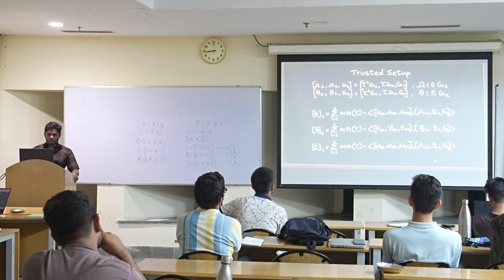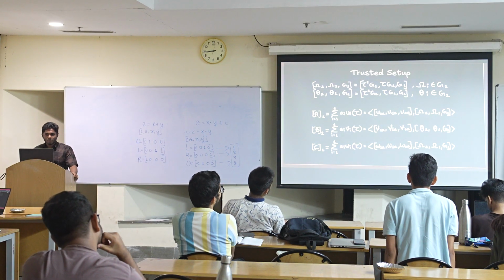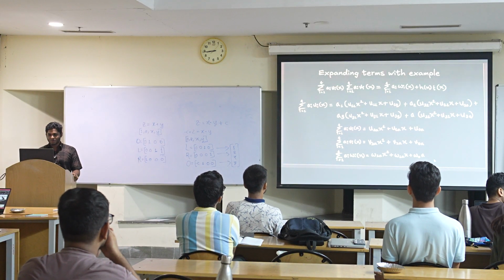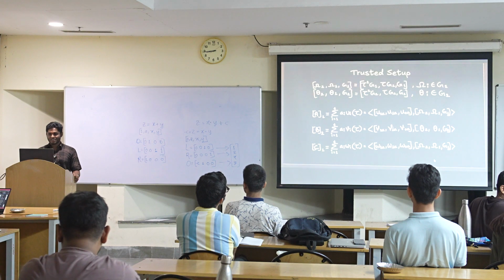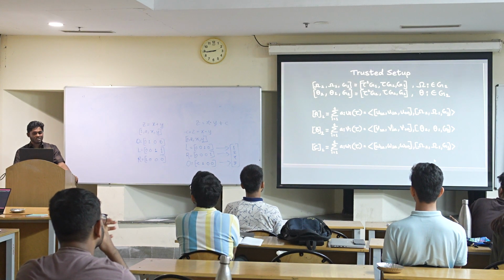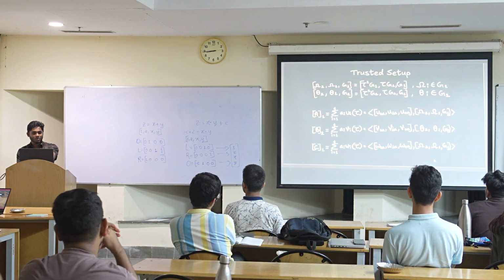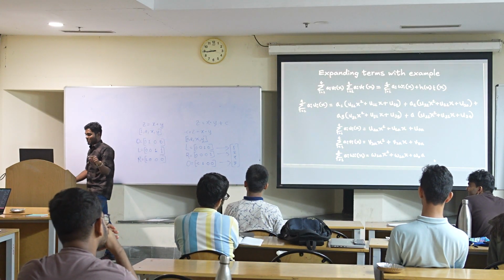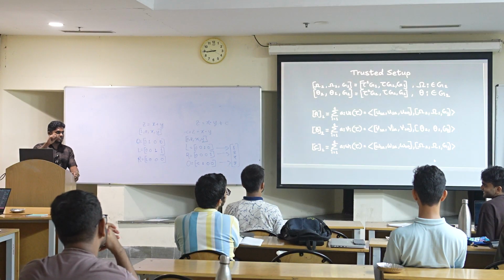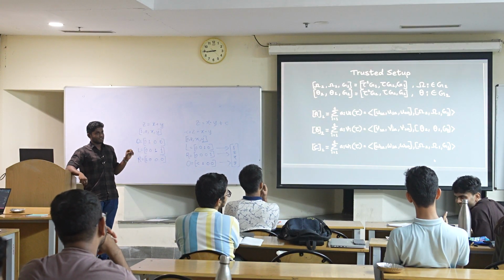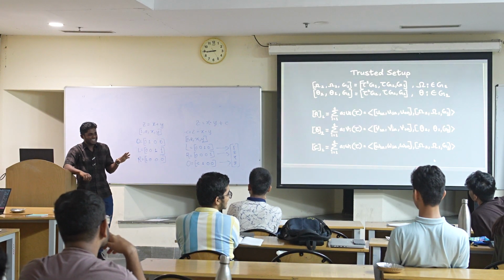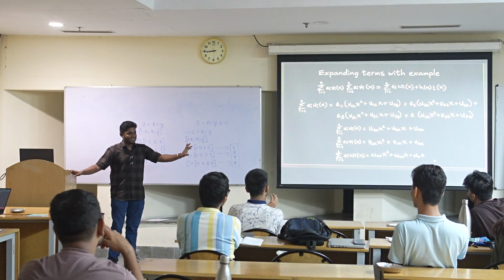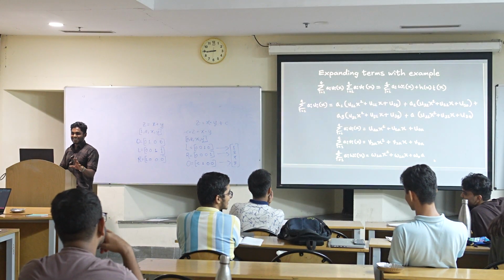Okay, so the trusted setup part. Here we'll use the trusted setup to compute these 3 polynomials. Now I'll tell you how the trusted setup works. G1 and G2 points are universal, right? Is it making sense till here? Okay, now we're moving to something new.